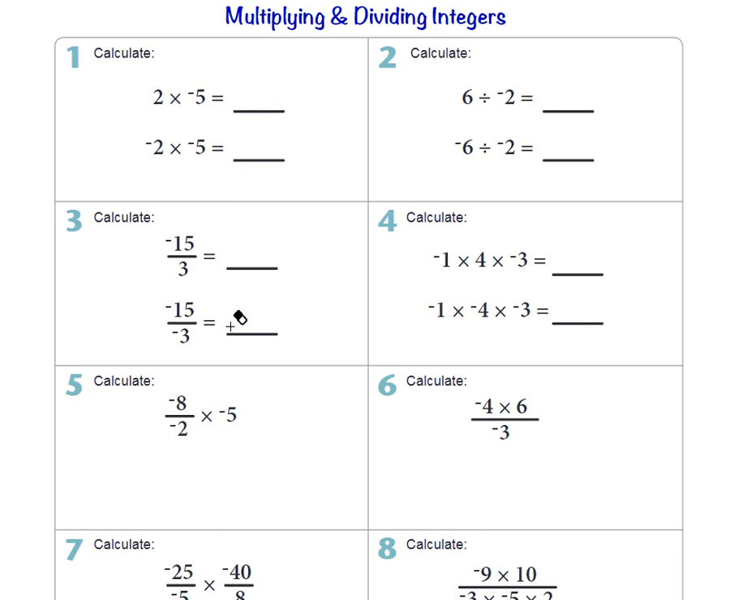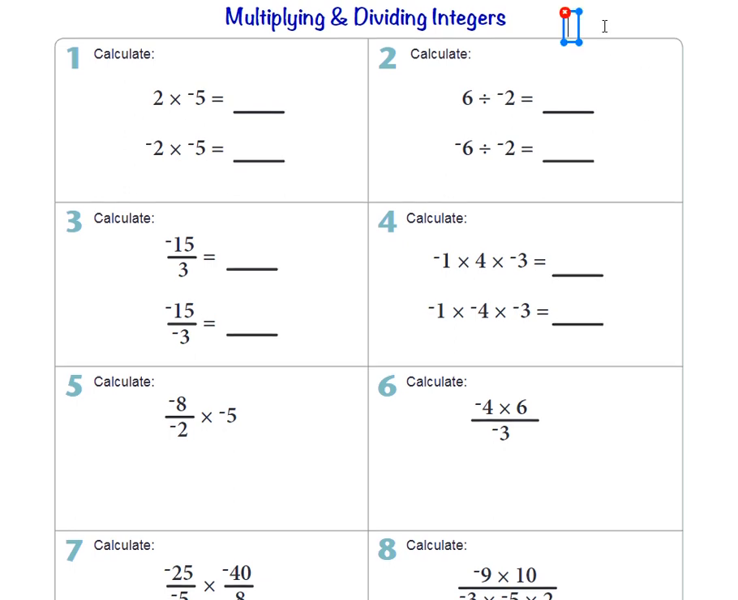Okay, so I'm going to go through these problems really quick. Going with the rules that we learned in the video, when you're multiplying or dividing, if you have an even number of negatives, your answer will be positive. And if you have an odd number of negatives, your answer will be negative.